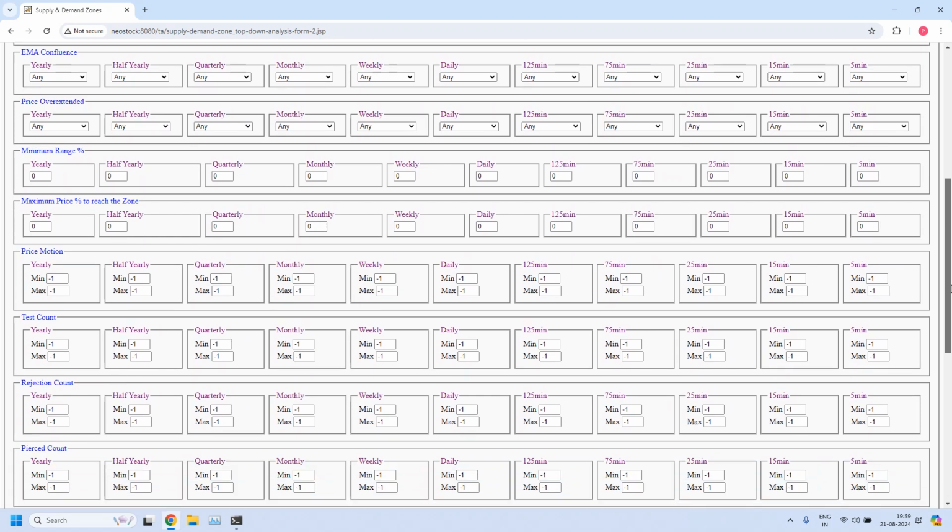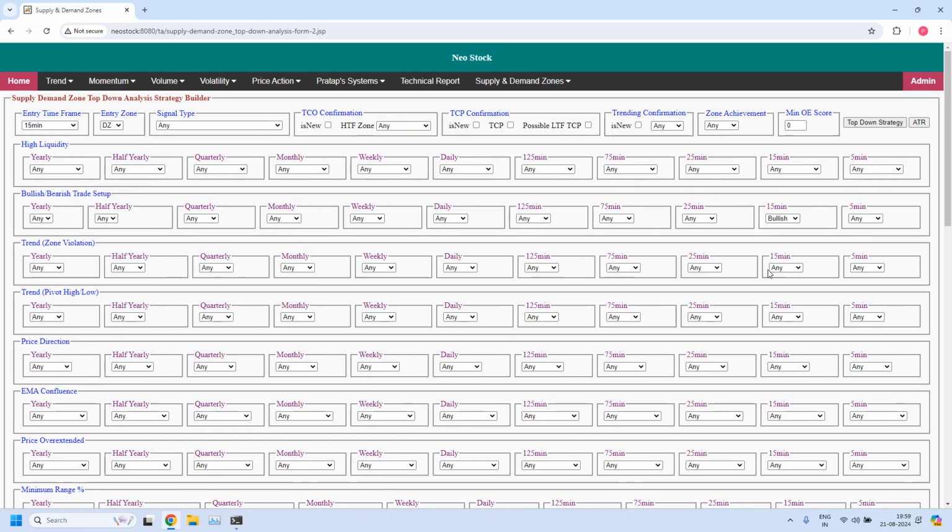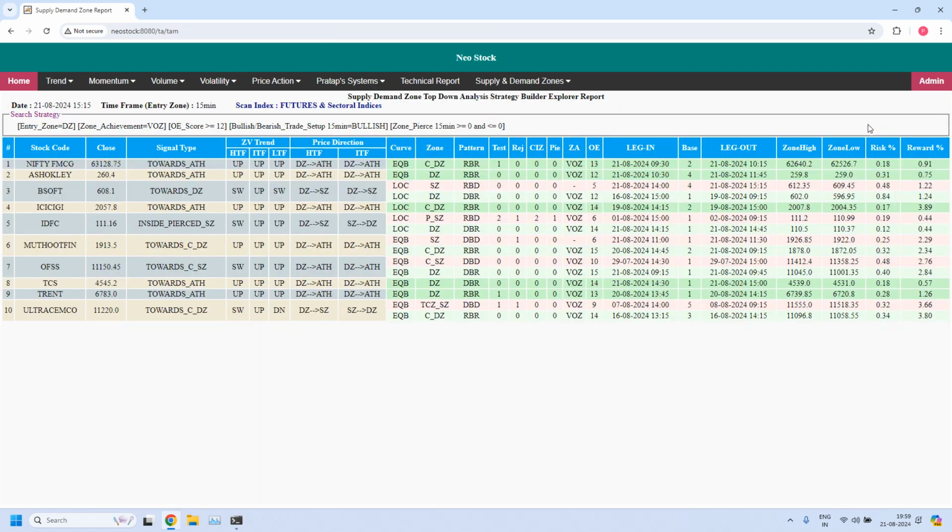So in the pierced count in 15 minutes time frame, minimum value I am setting 0, maximum value I am setting 0, and zone achievement should be violated opposing zone, minimum odd enhancer score is 12. All the 3 filters are applied to 15 minutes demand zone. Now let's filter the stocks. 10 stocks are filtered. All these 10 stocks are supporting bullish trade setup for daily income trade.